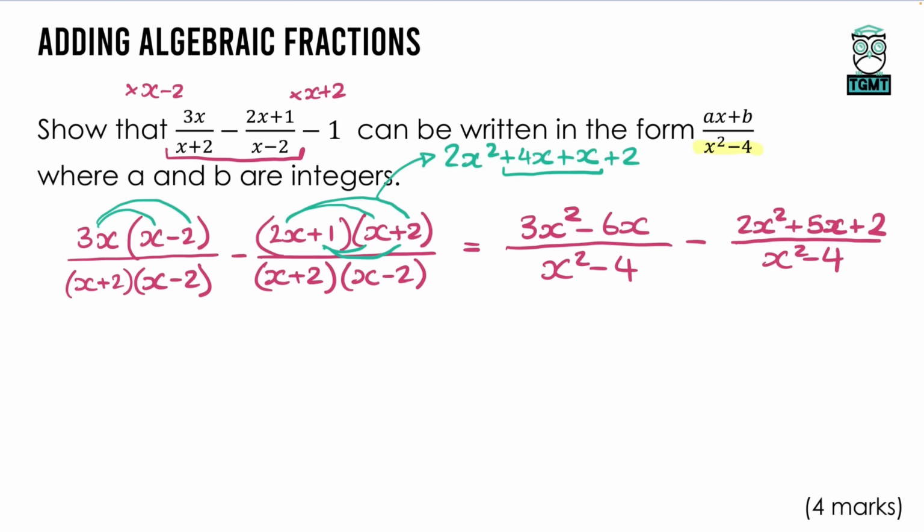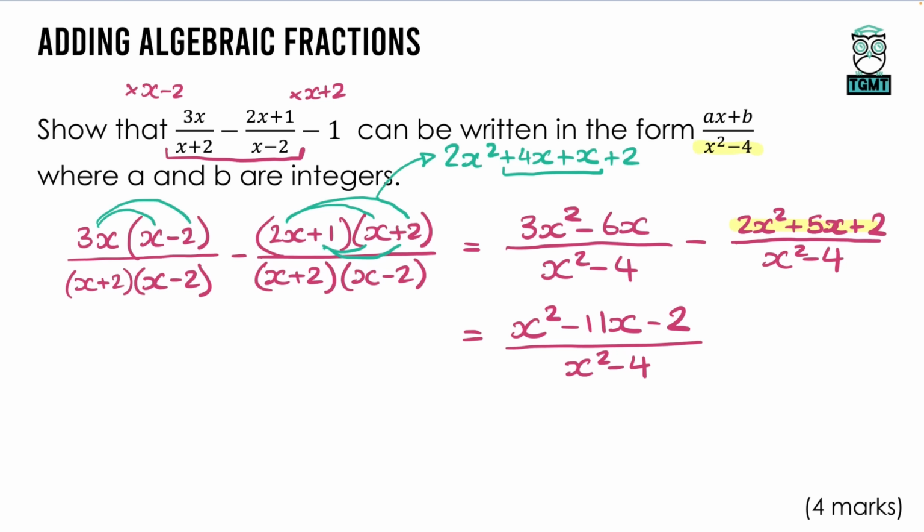Now we do have to subtract these fractions, so I need to be really careful, because when I subtract, I'm going to be taking away the 2x squared. I'm going to be subtracting the positive 5x. I'm going to be subtracting the 2. Looking at this numerator up here and being really careful with that. So we have 3x squared on the numerator, take away 2x squared. That leaves us with x squared. We have negative 6x, take away 5x, that's minus 11x. And then we have nothing, take away 2, so minus 2. And that's all over x squared minus 4. So that is the first two fractions combined.